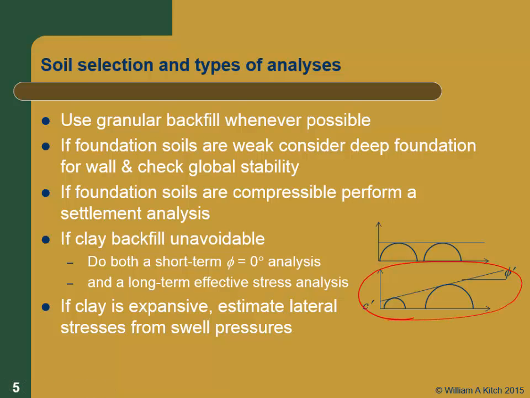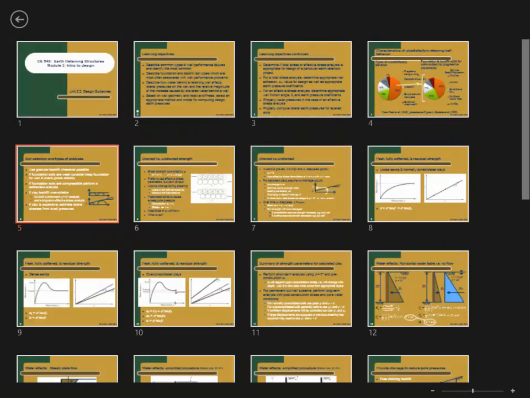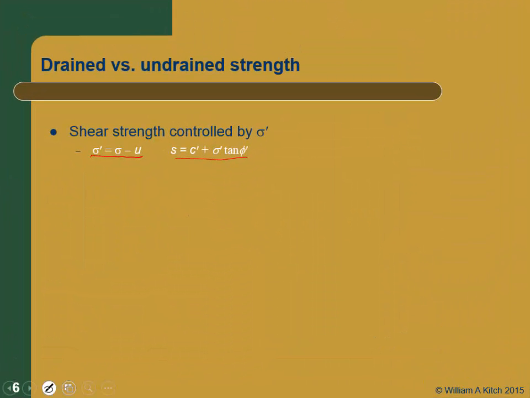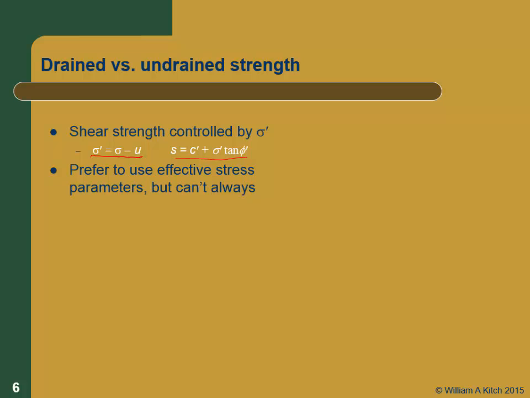That's this model right there. We may or may not have cohesion. Well, we should always do a drained analysis. And if we could, that would be what we'd prefer to do.